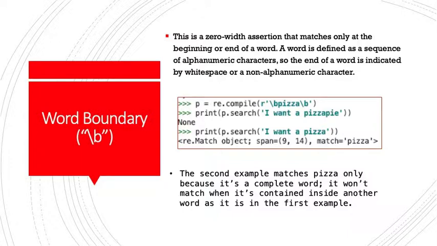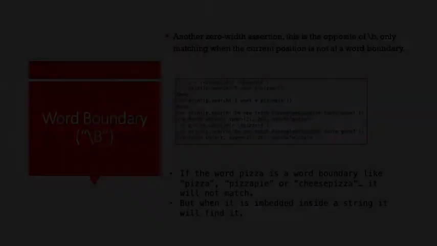So let's look at our code. Here we have the word pizza surrounded on both ends by the \b. We're searching on the phrase, I want a pizza pie, all one word. And you see that it comes back with none. But in the second example, we change our search text to I want a pizza. And you see it does indeed match. The second example matches pizza only because it's a complete word. It won't match when it's contained inside another word, as is the case in the first example, because there are no boundaries that meet the requirement.